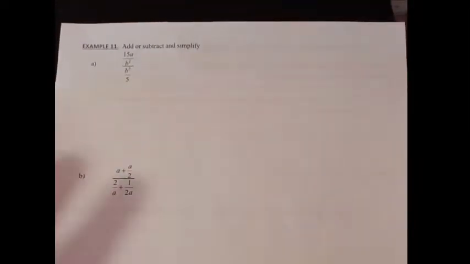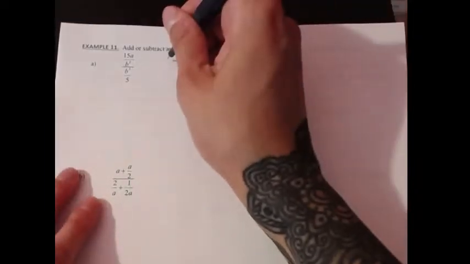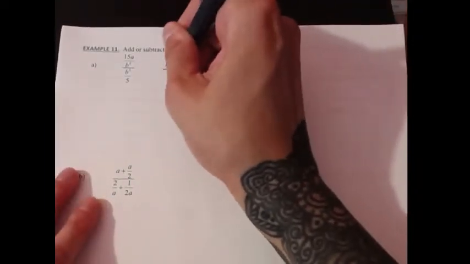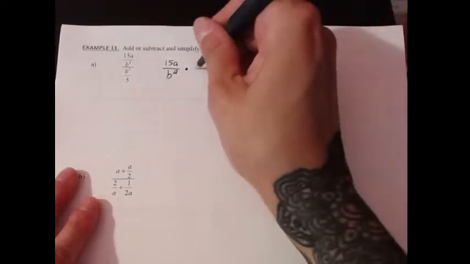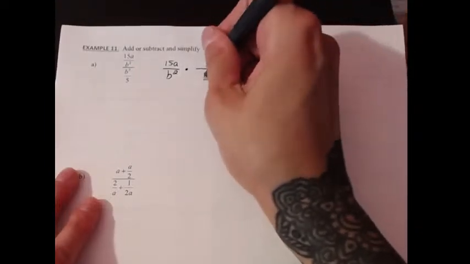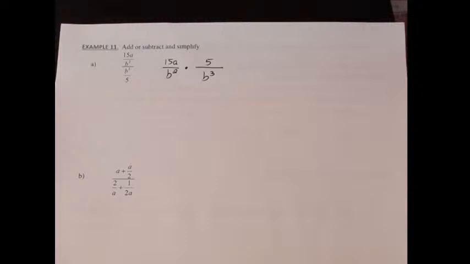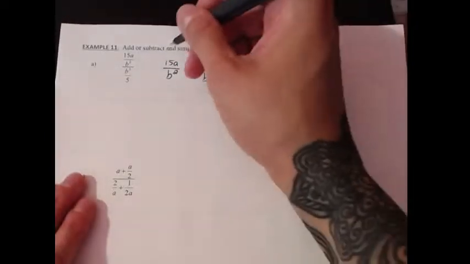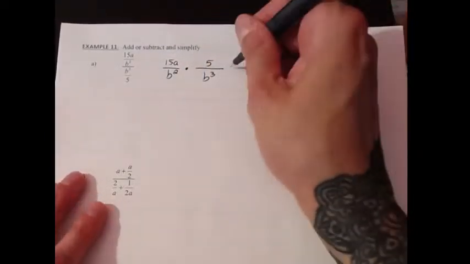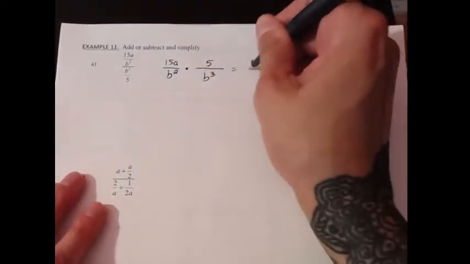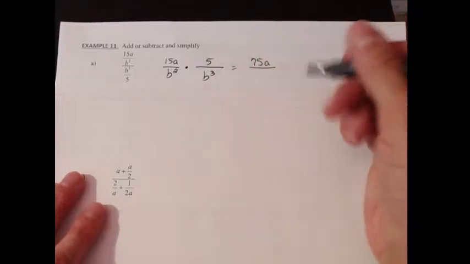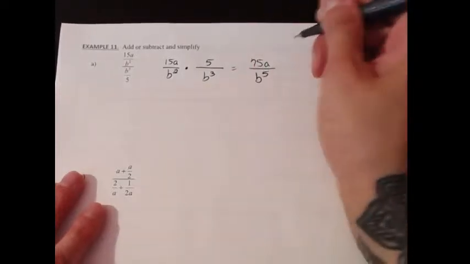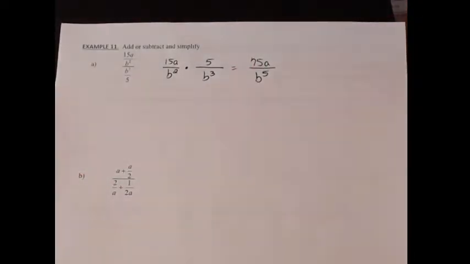Part A is really nice because it's a single fraction divided by a single fraction. So we're going to keep the first fraction and multiply by the reciprocal of the second fraction. In this case, it turns out that nothing reduces. So we simply multiply from left to right. 15a times 5 is going to give us 75a. And then b to the second times b to the third, keep the base, add the powers. B to the fifth, and we're done.